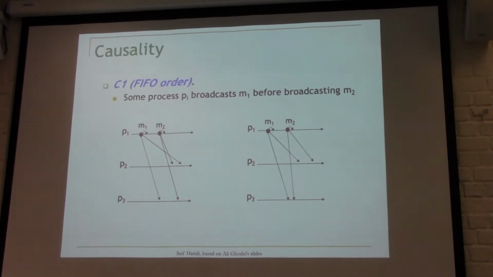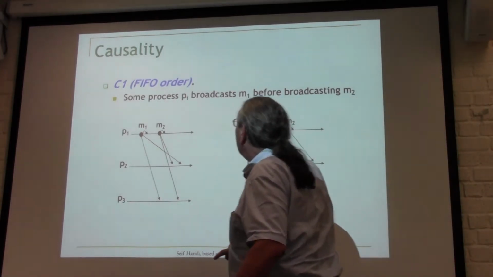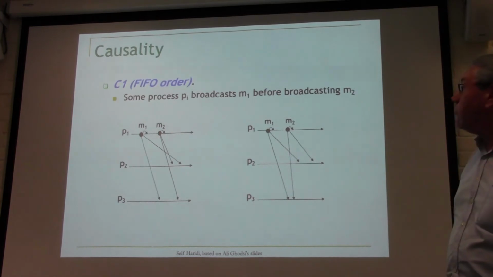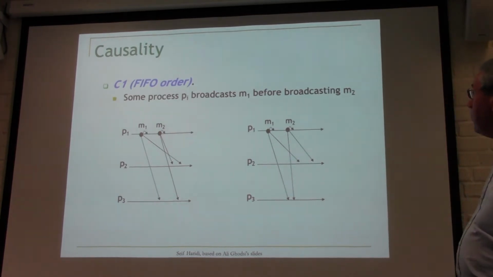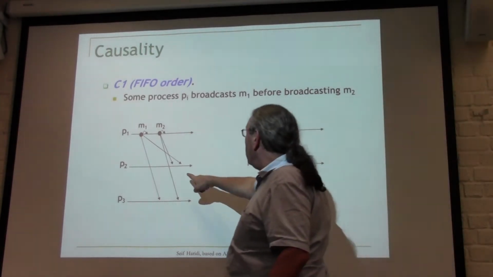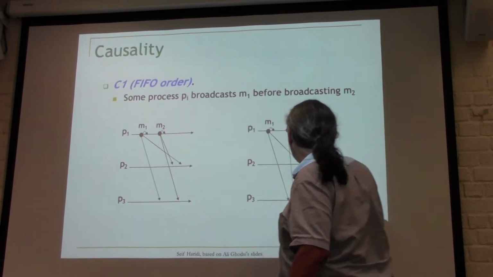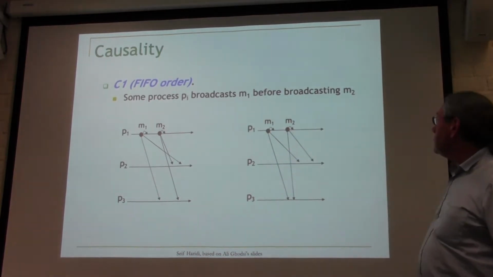I want you to kind of understand how the causality works. Here's two scenarios. And let's take a look at this first order. The first property of causality, the FIFO order. So here we have the scenario on the left, with two broadcasts and deliveries. Here also on the right, two broadcasts and deliveries.